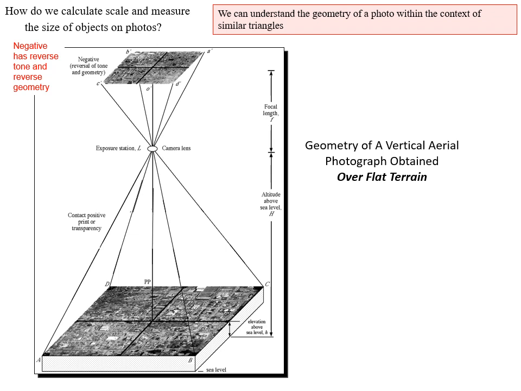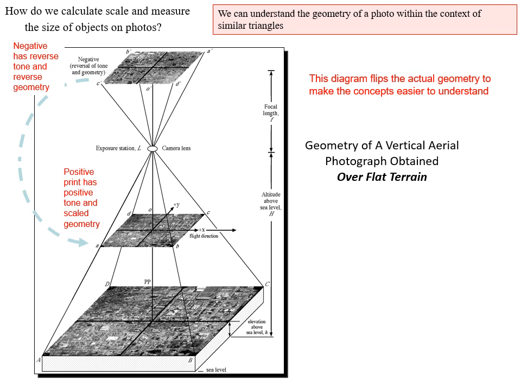So this would be past the lens. You'd have that focal length, and then you're imagining that you have a piece of film there. So the negative would have reverse tone and reverse geometry, right? Because you're flipping objects up and down and left and right. So this is the geometry of a vertical aerial photograph obtained over flat terrain. And I'll explain why we say that in a moment.